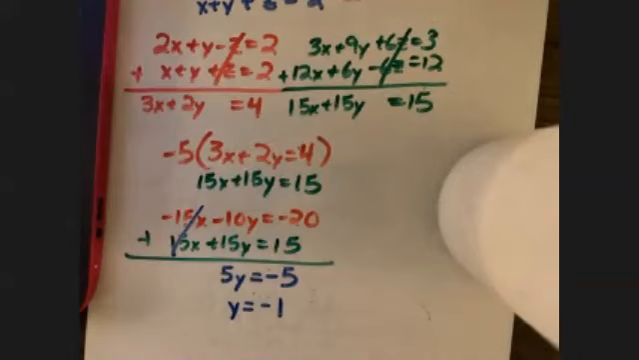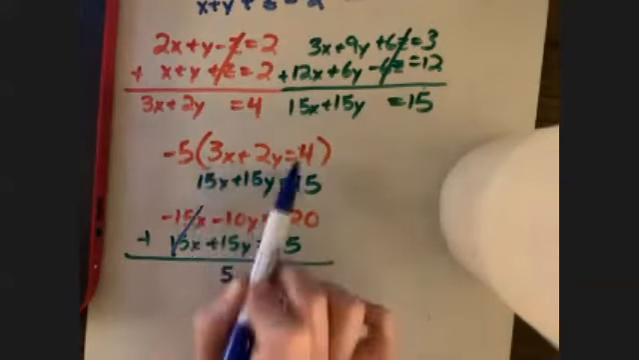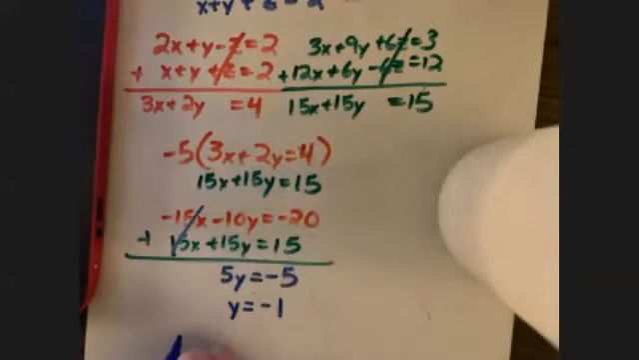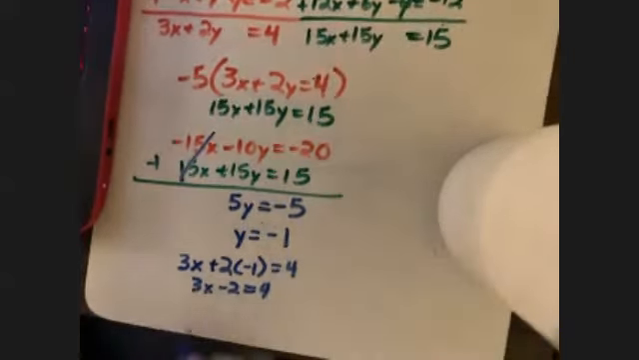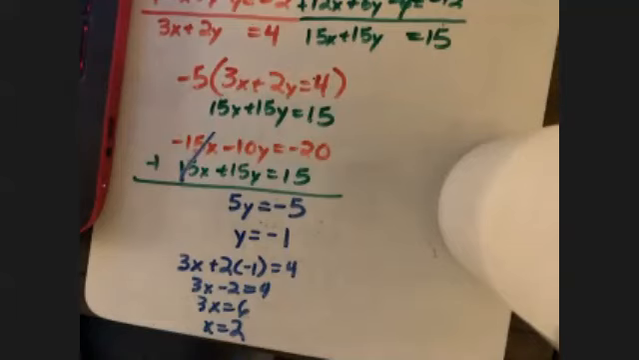Now, from here, I've got to go back to one of these two equations where I had just x's and y's and plug it back in. Now I'm going to go back into this smaller one. So I've got 3x plus 2 times negative 1 equals 4. It's got 3x minus 2 equals 4. Sorry, I'm going to try to keep this all together. 3x equals 6, so x equals 2. Okay, so I've got x, y.